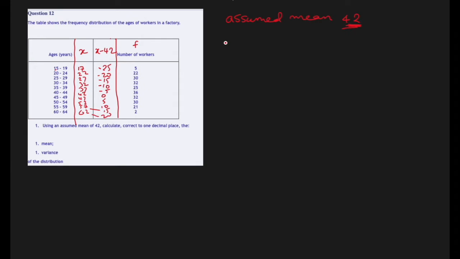Normal mean is sigma fx over sigma f, right? But in this case, our mean will be sigma f times (x minus 42), divided by sigma f. Because we have subtracted 42 from each one, we'll have to add 42 back to whatever we get. The mean of this data will be something, and if we add 42 to it to compensate for this subtraction, we'll get back the original mean, right?